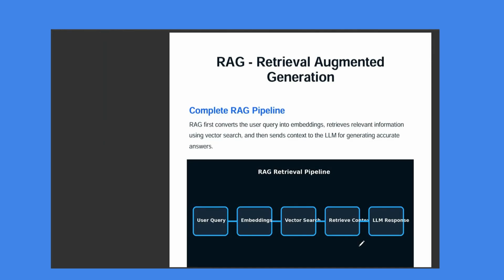In today's video, we are going to understand one of the most important concepts in generative AI, which is RAG, Retrieval Augmented Generation. Okay, yes, the name sounds a little technical, but once you understand the idea behind it, it's actually very simple.